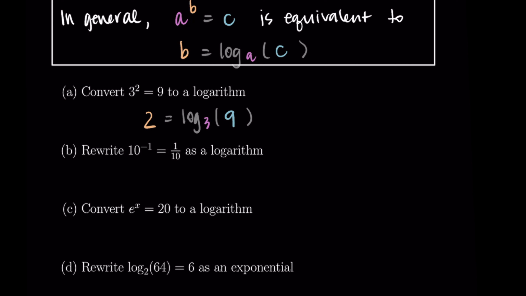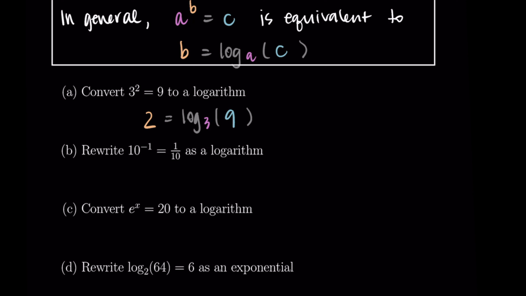And this should hopefully make sense, because if you really quickly thought of 9 as 3 squared, you can see that the 3's are canceling and we're just getting out 2. So it follows what we think it should be happening. So 3 squared equals 9 is the same as 2 equals log base 3 of 9. These are equivalent statements.